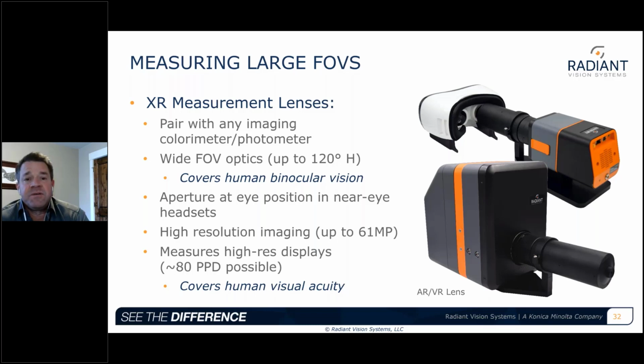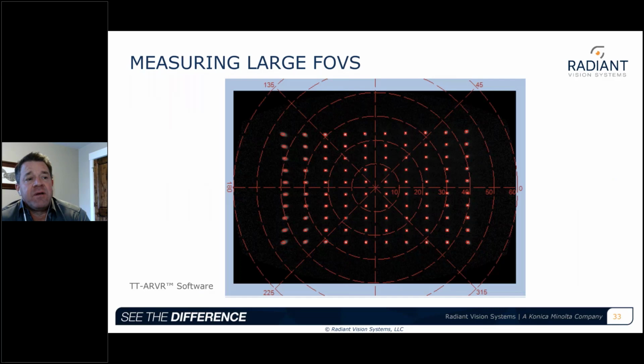Covering this field of view with this resolution, we can capture nearly 80 ppd, which is beyond standard human visual acuity and ppd of today's VR displays. And here's an example of an image that Radiant's wide field of view lens captured from the pupil position inside of a headset. You can see from the red markings that the field of view we are measuring is in degrees. And in this example, we're measuring distortion of the projected image using a dot grid capturing plus minus 60 degrees horizontal or 120 degrees in total.